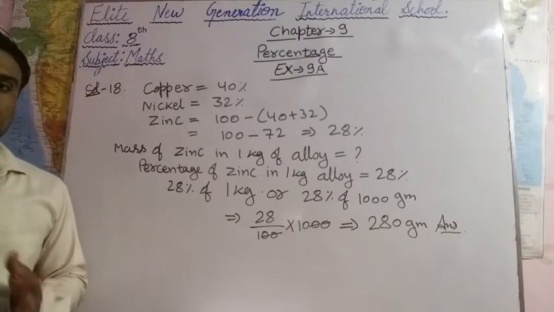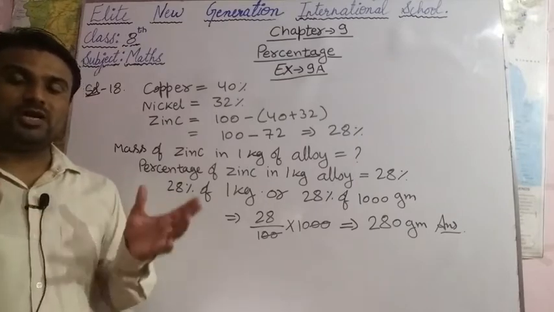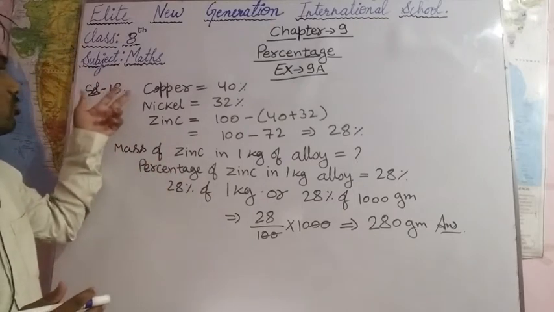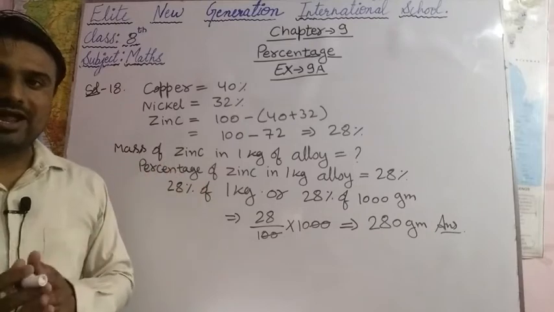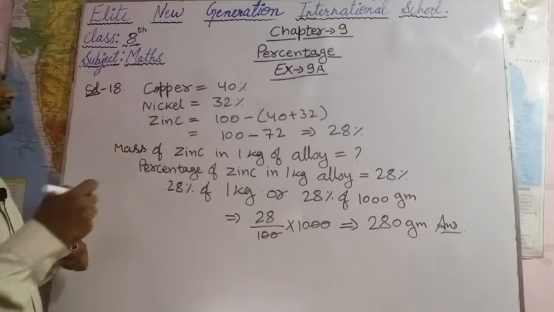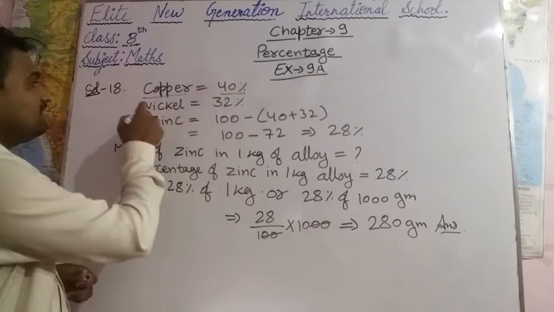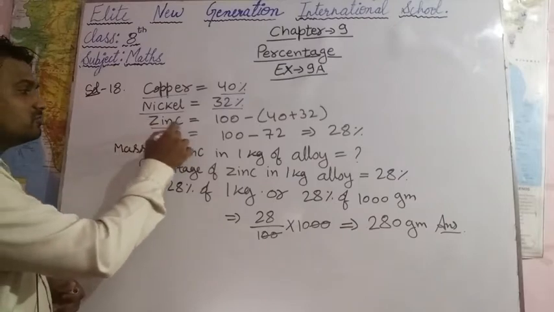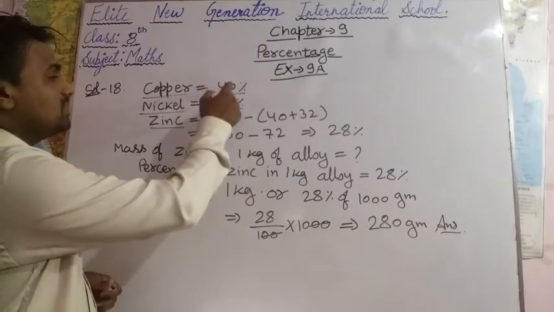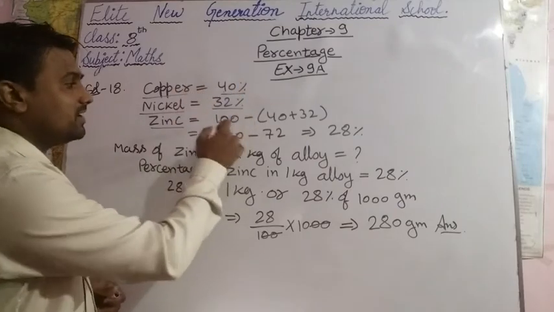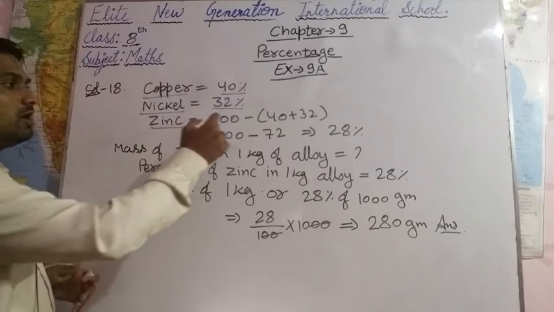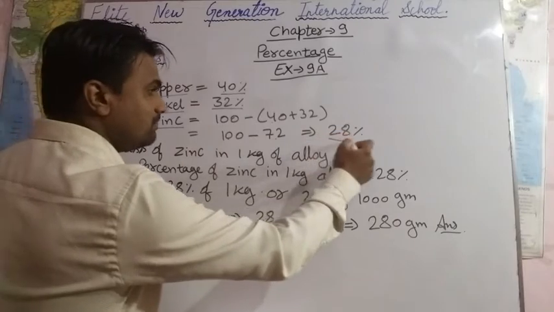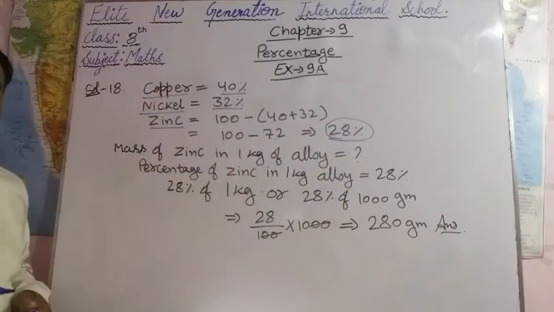So here we have given an alloy. What is an alloy? An alloy is an object formed by mixing many kinds of elements. Here we have 3 elements, copper, nickel and zinc. These 3 elements are added to make an alloy. The percentage of copper is 40% and the percentage of nickel is 32%. First of all we will find the percentage of zinc. The percentages of copper and nickel will be subtracted from 100, because the total percent is 100. So 100 minus (40 plus 32) is 100 minus 72, so it is 28%. So 28% of zinc is added.